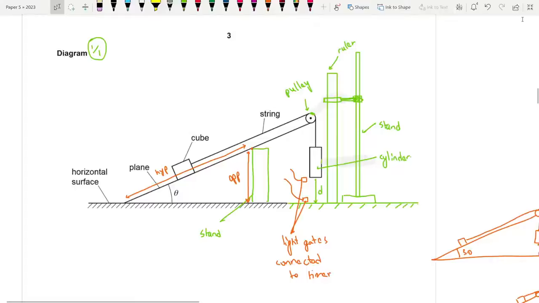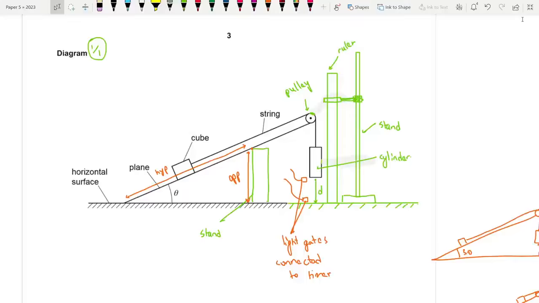Okay, now I've drawn the clamped vertical ruler on the right hand side, and I've also drawn light gates connected to a timer that actually measure the time taken for the cylinder to fall the distance d, as you can see.